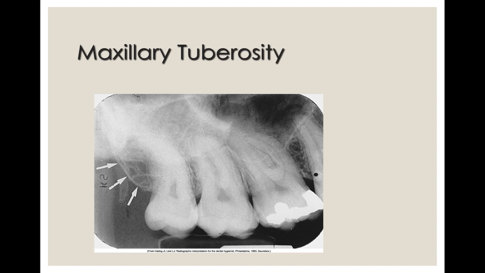Next is our maxillary tuberosity. The maxillary tuberosity you should be very familiar with. It is a round prominence of bone that extends posterior to the third molar area. So it's just found distal to the terminal molar. Whichever is the last molar the patient has is where you're going to find your maxillary tuberosity. Radiographically, it will appear as a radiopaque bulge distal to the third molar region.